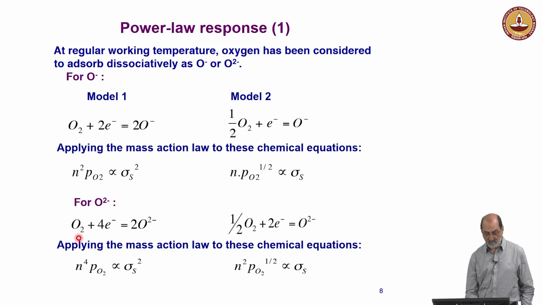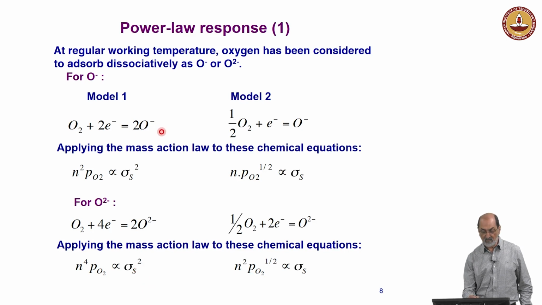Oxygen arises, a molecule of oxygen arrives to the surface, and now it's going to need 4 electrons to have 2 oxygens doubly ionized. If we apply now the mass action law to this chemical reaction, we have n to the 4th. It's the same as before, but with n to the 4th. As before, the density of charge at the surface is practically constant, so the density of electrons in the conduction band is going to be proportional to 1 over the pressure of oxygen to the 1/4.